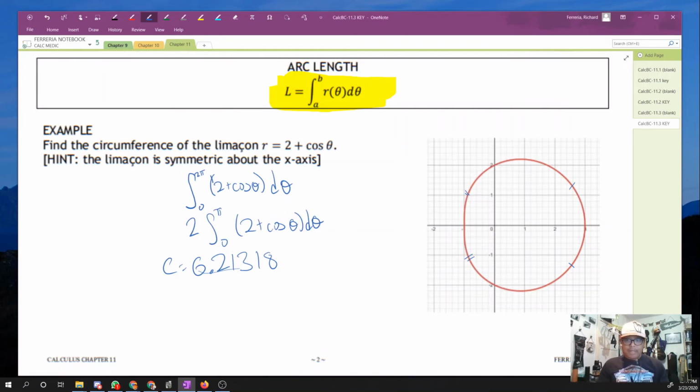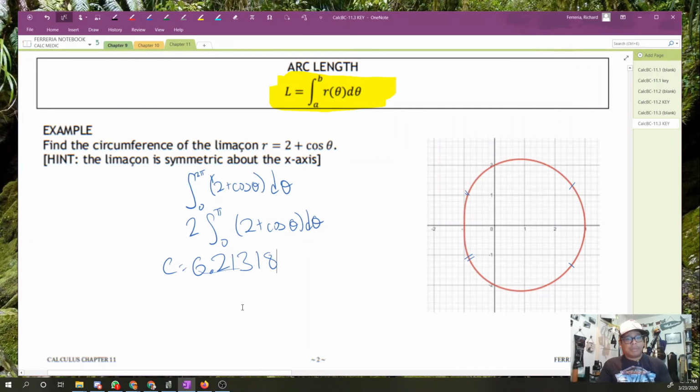Not bad, right? Pretty easy, actually. You're just integrating r. Now, of course, it could get more complicated. We could have different arcs that you need to add together. But really, the concept remains the same. Let's go over to our box.